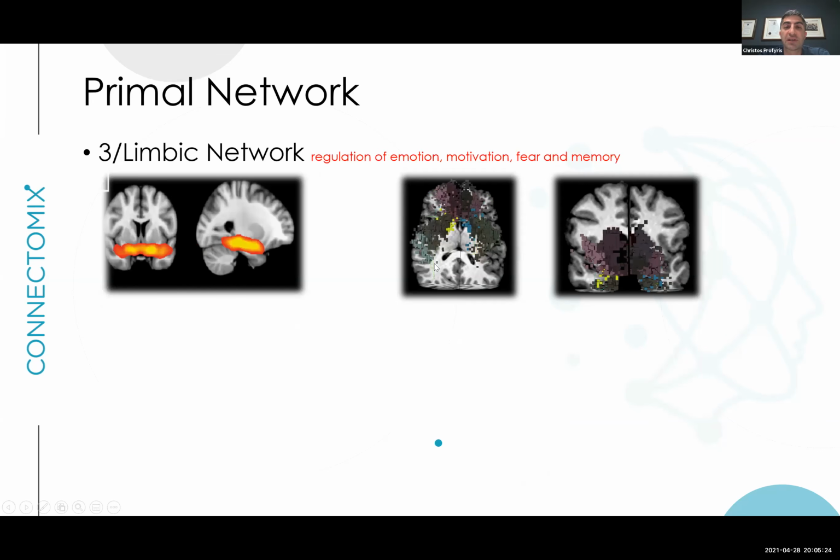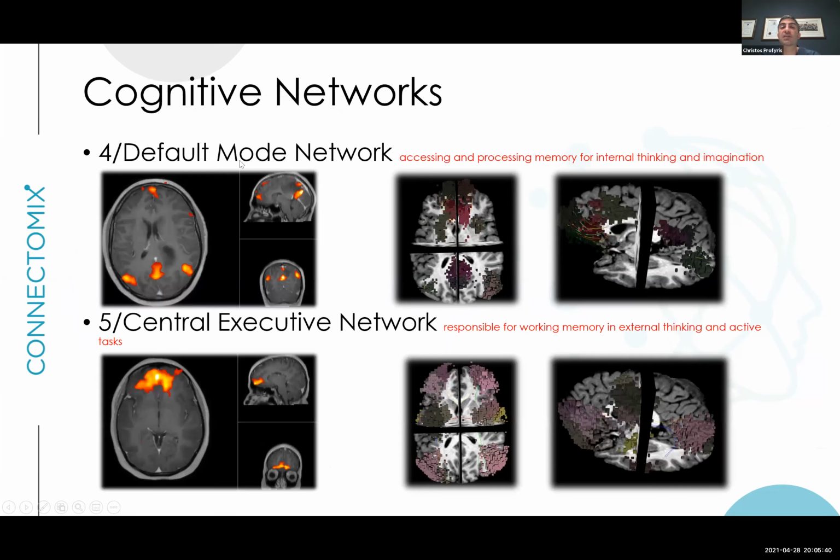The limbic network is part of the medial frontal lobes and the medial temporal lobes, and involves the Papez circuit together with these parts of the cortex, and it regulates emotion, memory, fear, motivation. Then we went on to discuss the cognitive networks.